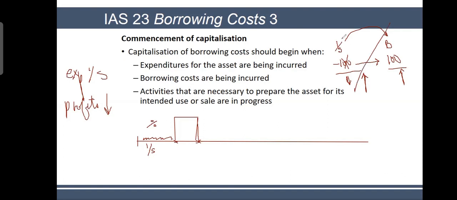IFRS will try to stop this behavior. IFRS does not allow managers to take things from the income statement and throw them into the balance sheet. IFRS will put all the possible barriers on this behavior. So we as managers, we took $5 million on January 1st.